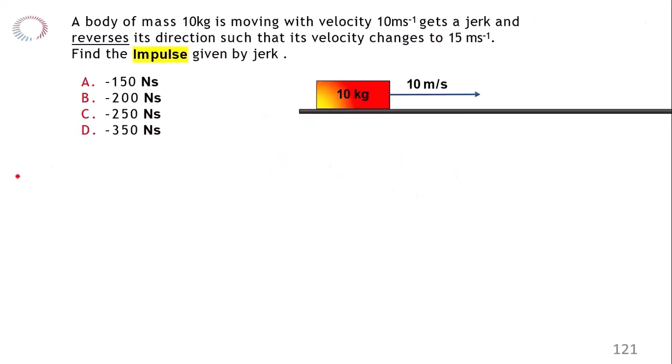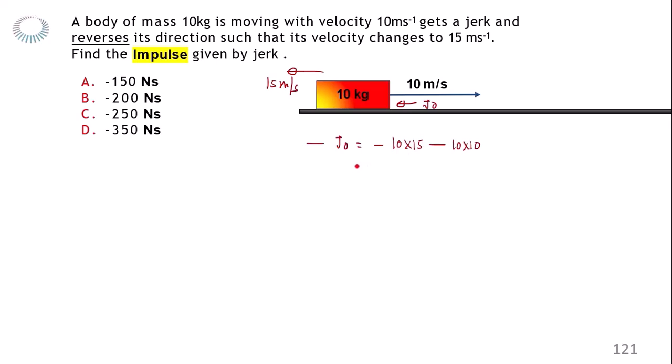Initially the body is moving with velocity 10 meter per second, gets a jerk and reverses its direction, such that the velocity changes to 15 meter per second in the opposite direction. Find the impulse given by the jerk. So that means now you are applying the impulse in the opposite direction, J naught, so that the body starts to move in the direction of the 15 meter per second. So minus J naught should equal the final momentum, that means 10 into negative 15, minus the initial momentum, that is 10 into 10.